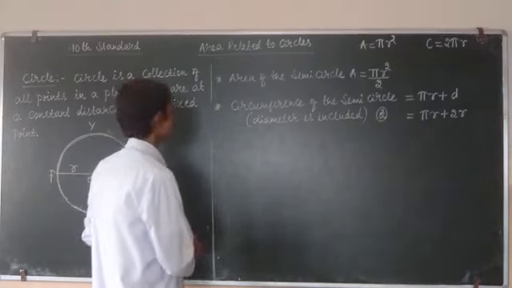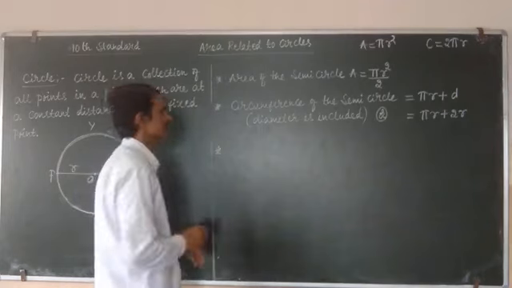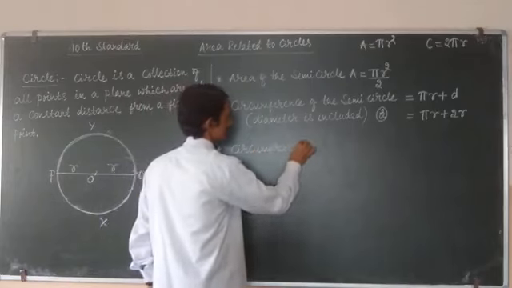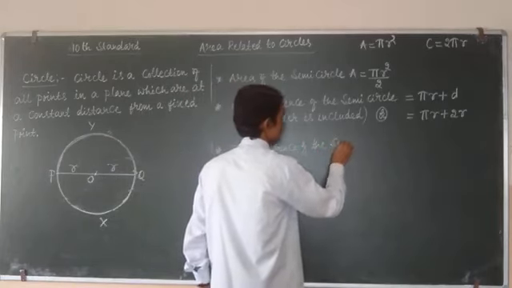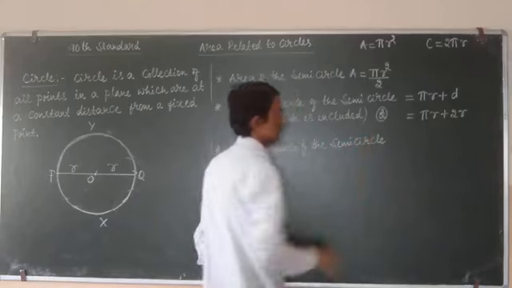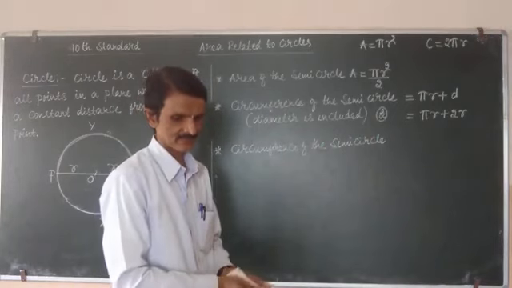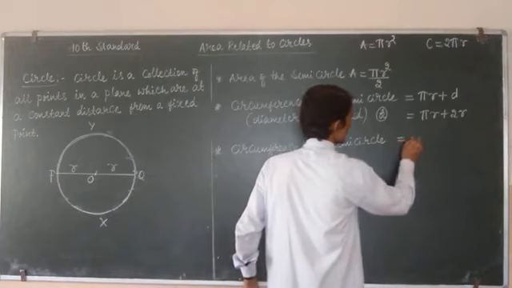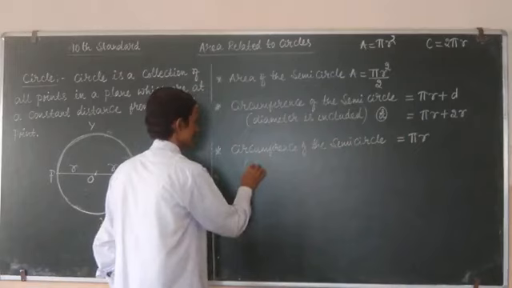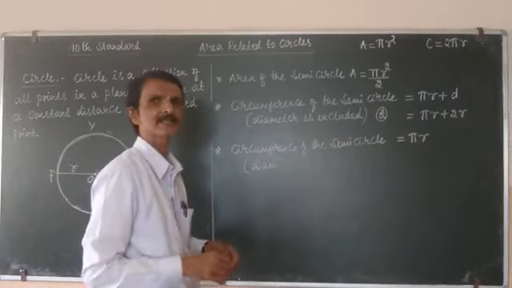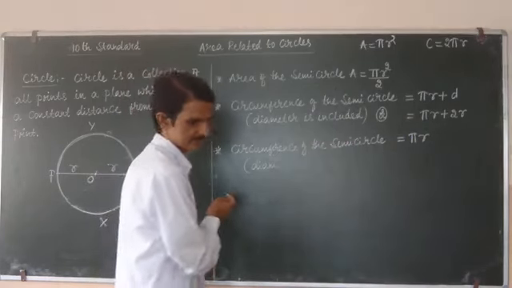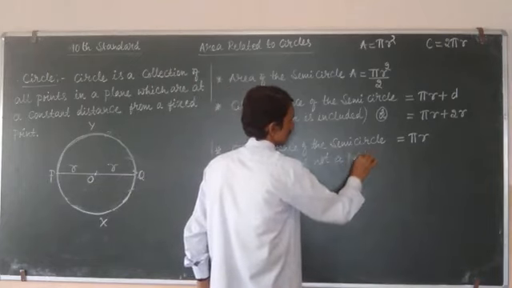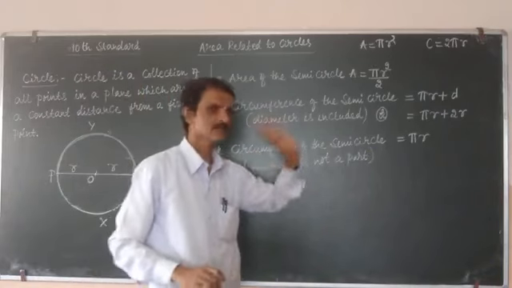Similarly, the circumference of the semicircle, if the diameter is excluded, is only pi r. Here the diameter is not a part. So this is the formula.